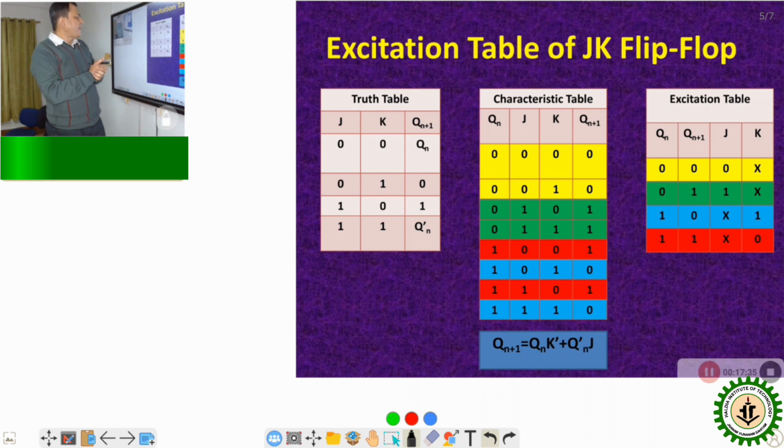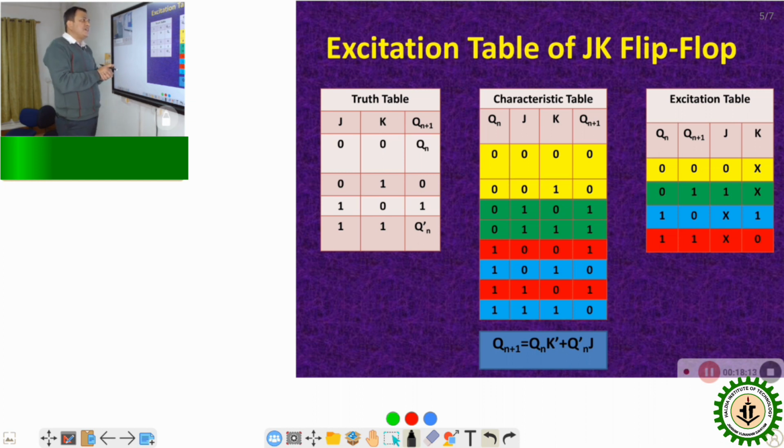Now, like the previous case, we will make this characteristics table by introducing another column, the column of present state, that is Qn. Like the other case, we will repeat the 4 combinations of JK, that is 0 0, 0 1, 1 0 and 1 1, for present state 0 and present state 1. And here is the excitation table.